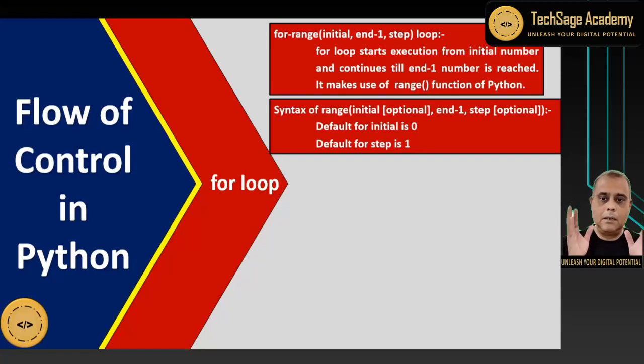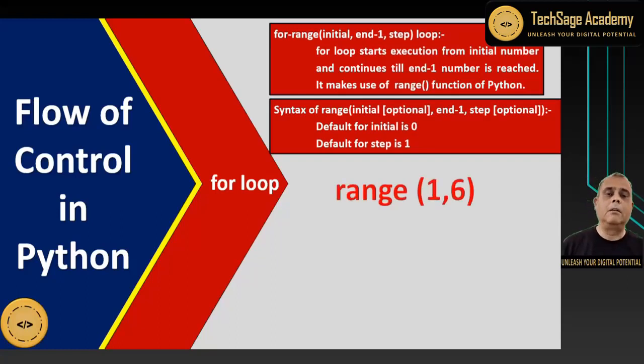Now for this initial value, if we are not providing any value for the initial, then by default it is 0. If we are not providing any value for the step, then it is 1. So these two are optional parameters. Initial value and step value are optional parameters. Let's see how this range function works.